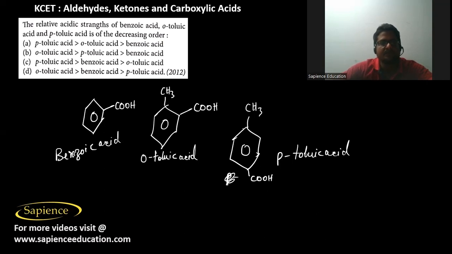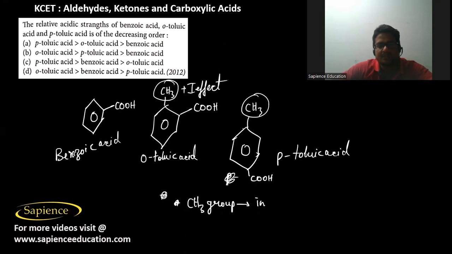So here we have to find the decreasing order of the relative acidic strengths. When the CH3 group is attached, we have the +I effect, the positive inductive effect. So it will increase the electron density in the ortho and para positions. The methyl group will increase the electron density throughout the benzene ring.